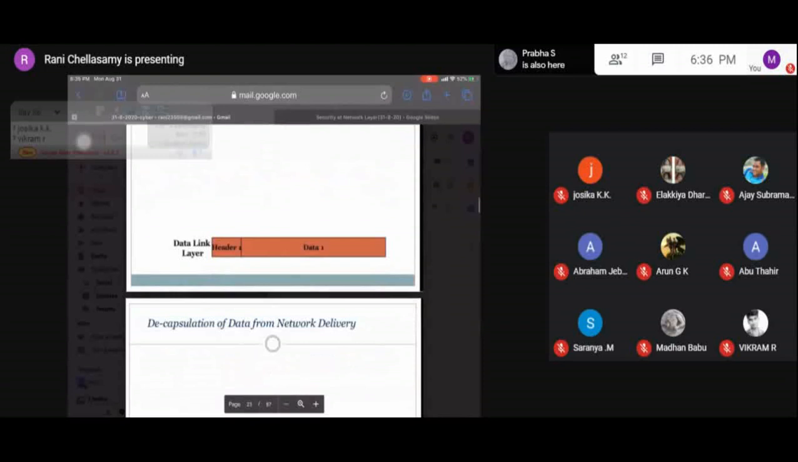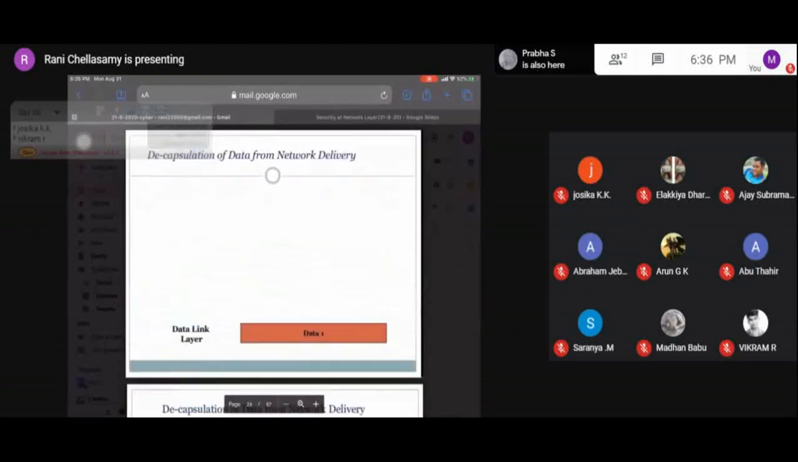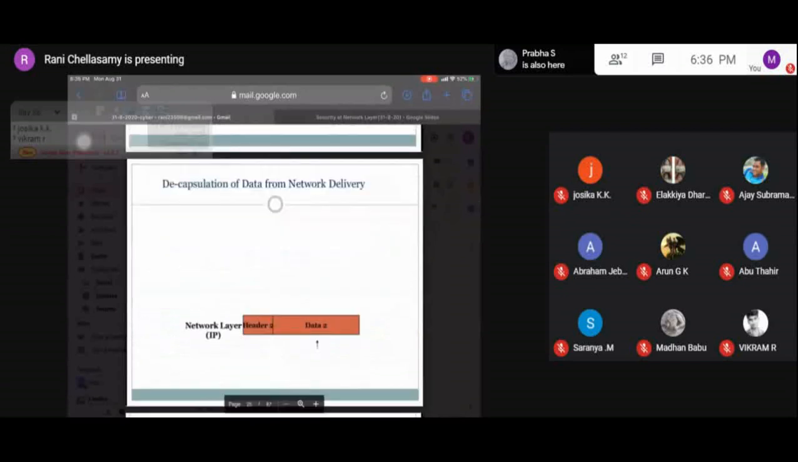Decapsulation means removing the header, and you will have data 1 alone. After that, it will move on to the next upper layer, that is the network layer. Removing header 2, you will have data 2, and it moves on to the upper layer, that is the transport layer.